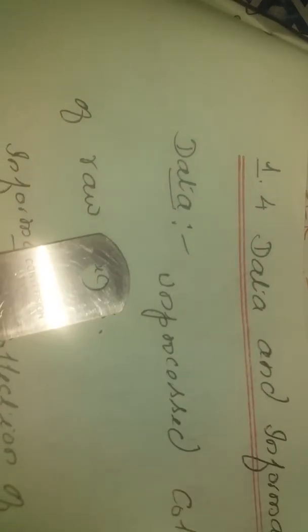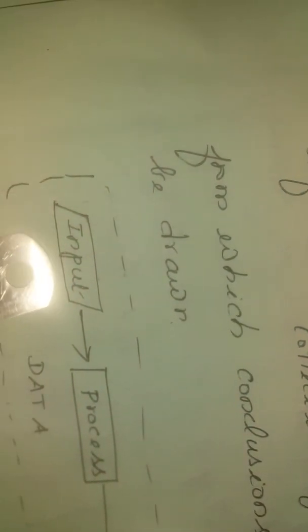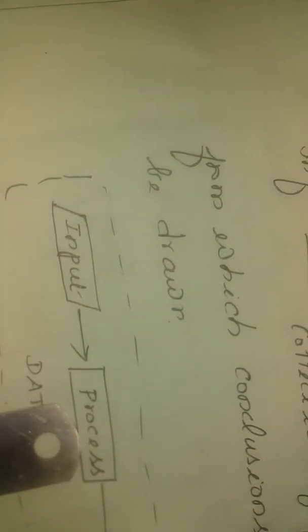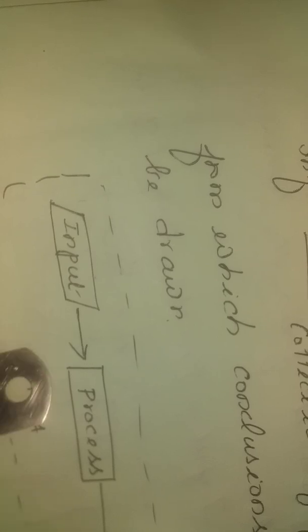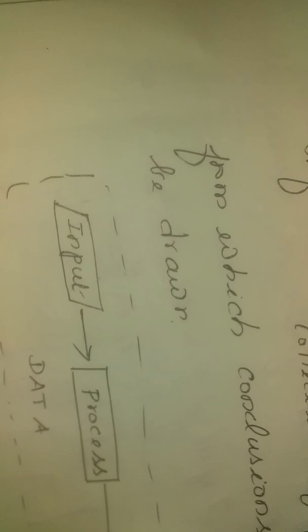What is data and information? Data is an unprocessed collection of raw facts. Information means a collection of facts from which a conclusion may be drawn. See, input, CPU, output. What you are giving as input is called data. Information is the processed result. Okay, now next step. So input unit, process, output unit. That's enough.